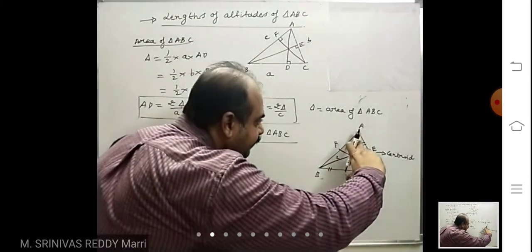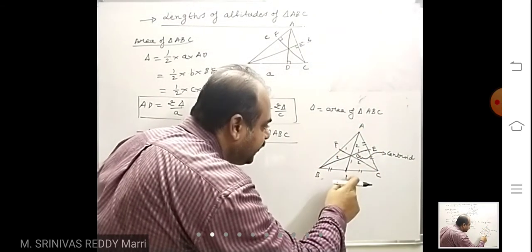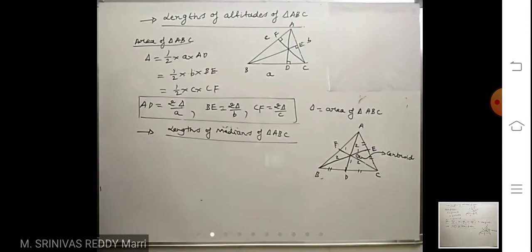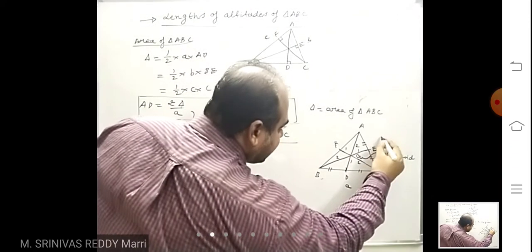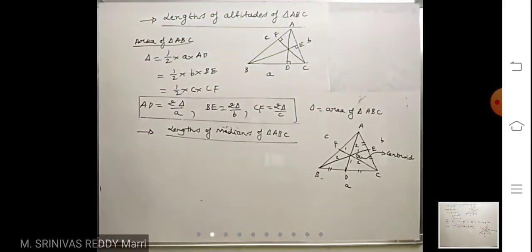Now what I am talking about is length of the median AD. That means vertex to the midpoint of BC, that length. Now this length is a in the triangle, this length is b in the triangle, this length is c in the triangle.